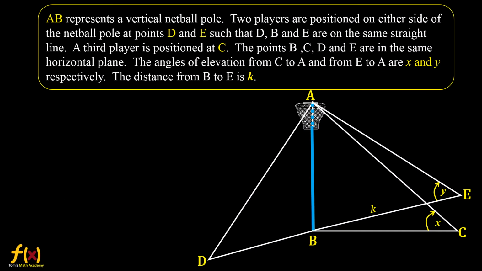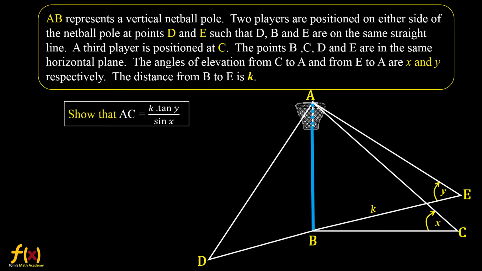Another good question. AB represents a vertical netball post. 2 players are positioned on either side of the netball post at points D and E. Another player is at the point C. The angle of elevation from C is X. Angle of elevation from E is Y. Also, we are given the distance from B to E. BE is K. Now, we are going to look at the question. Show that AC equal to K times tan Y over sin X.